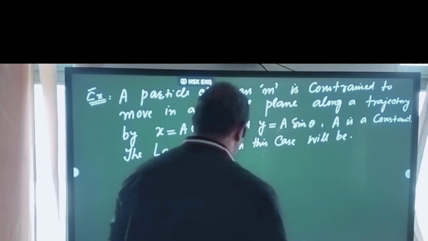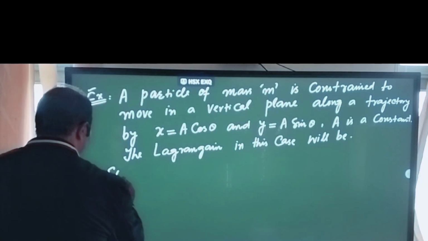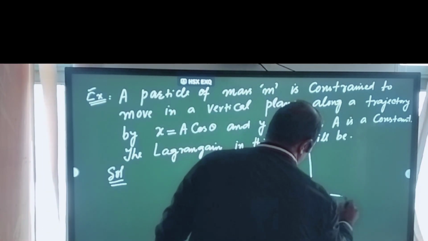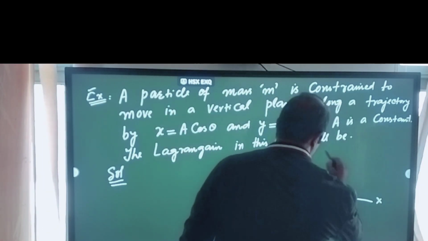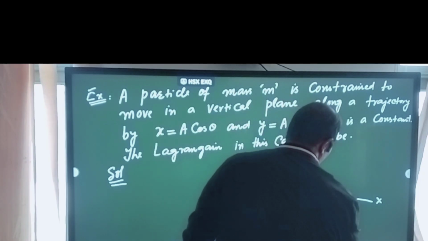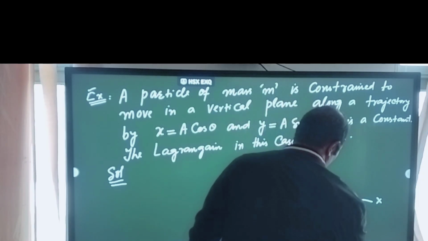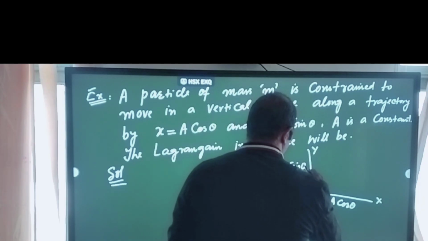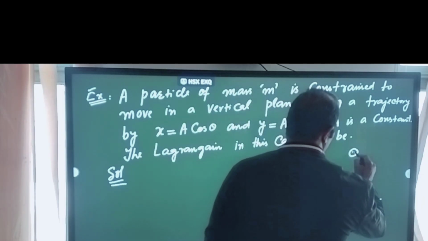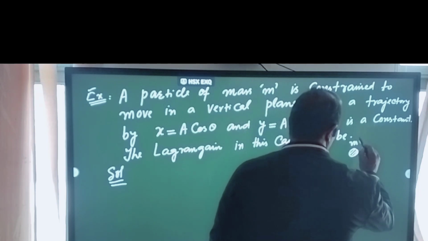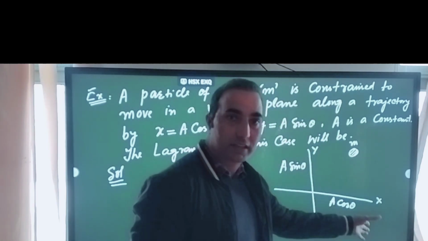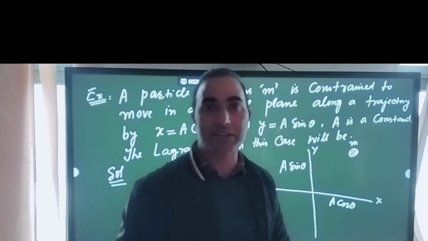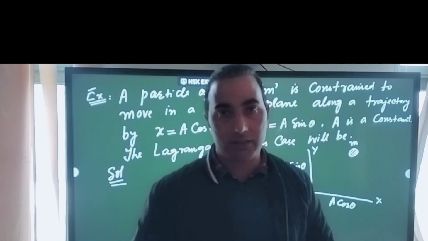So we can solve this problem as follows. We have a vertical plane. Suppose this is our xy plane, and this will be our a cos theta and this our a sin theta. So we have a particle of mass m, and it is moving in this vertical plane. Okay? So we need to see what the form of the Lagrangian will be in this case.